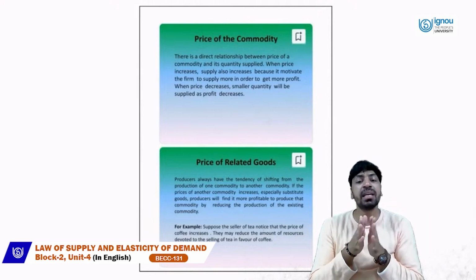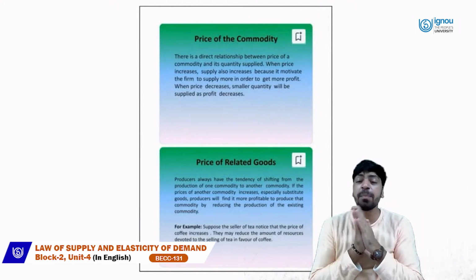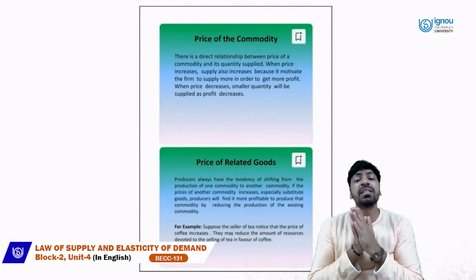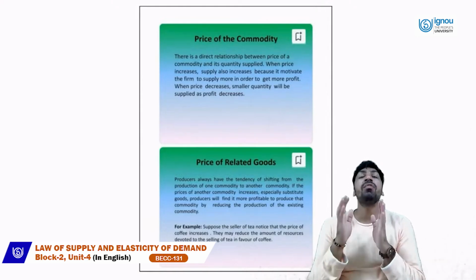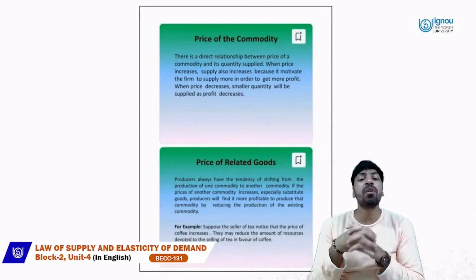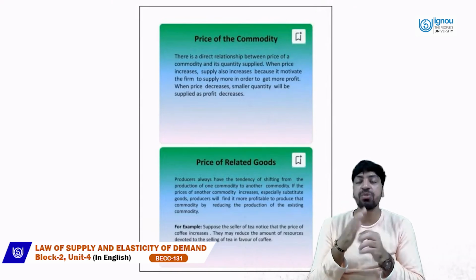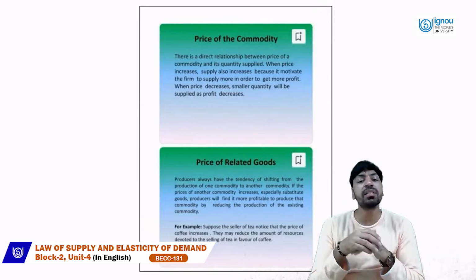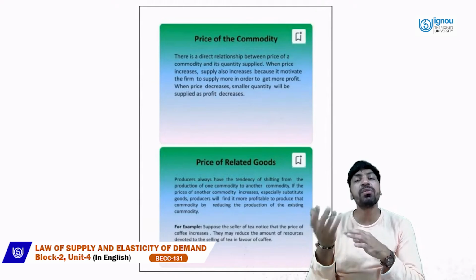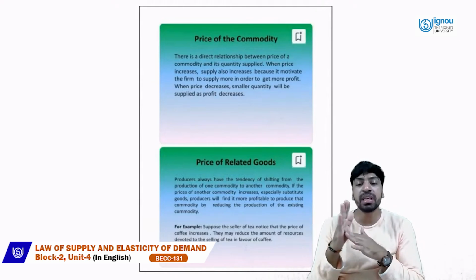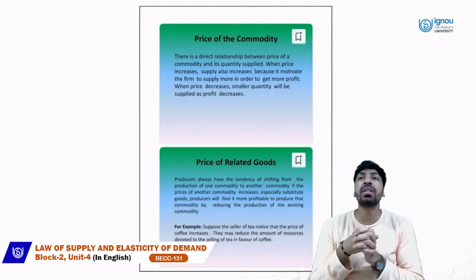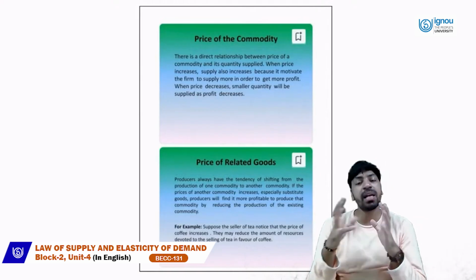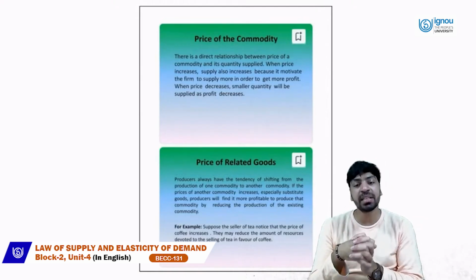It means there is a substitution effect. The producer can easily substitute one commodity for another to gain maximum profits, by producing that commodity and reducing the production of the other commodity. So that's called the price of related goods.